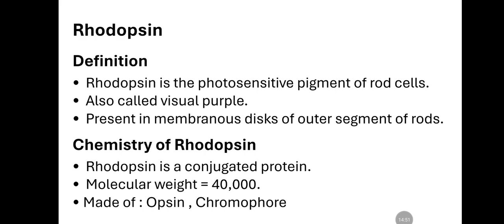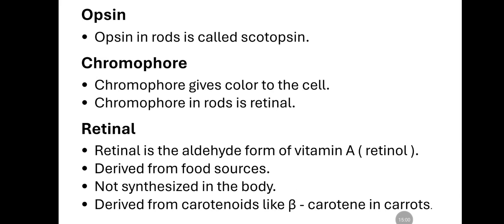chromophore. Opsin in rod is called scotopsin. Chromophore gives color to the cell. Chromophore in rod is retinal. Retinal is the aldehyde of vitamin A.